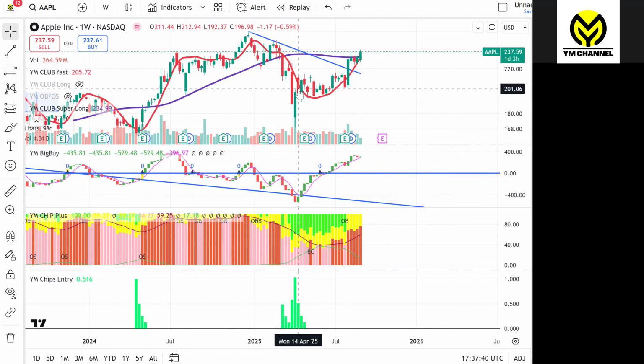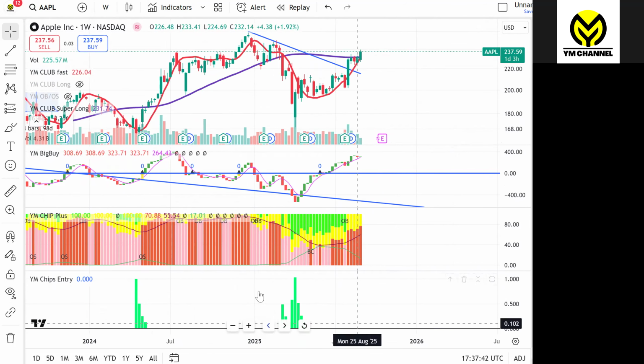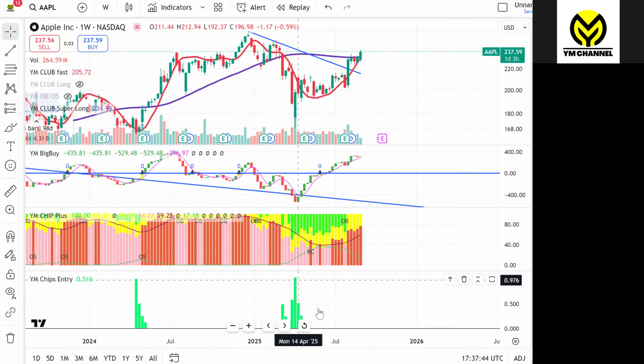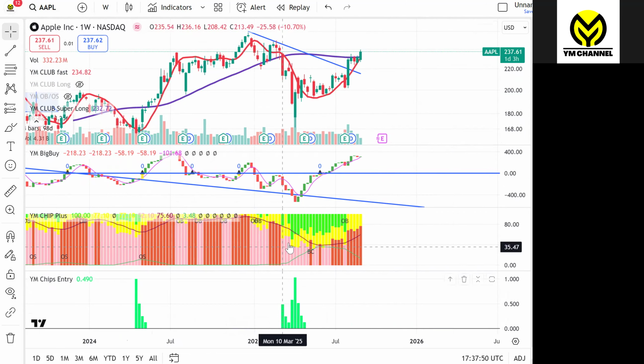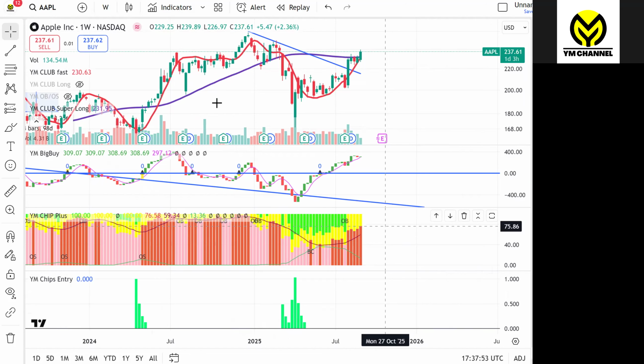So we buy here, and you have institutions come in anyway. Here, the YM chip entry, and you're still holding it. The red line is still going up. So it's very good, and the money is still going up, no problem.